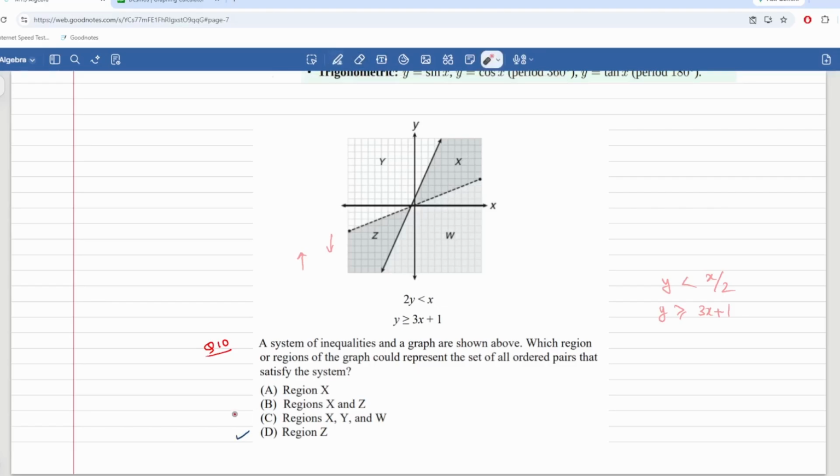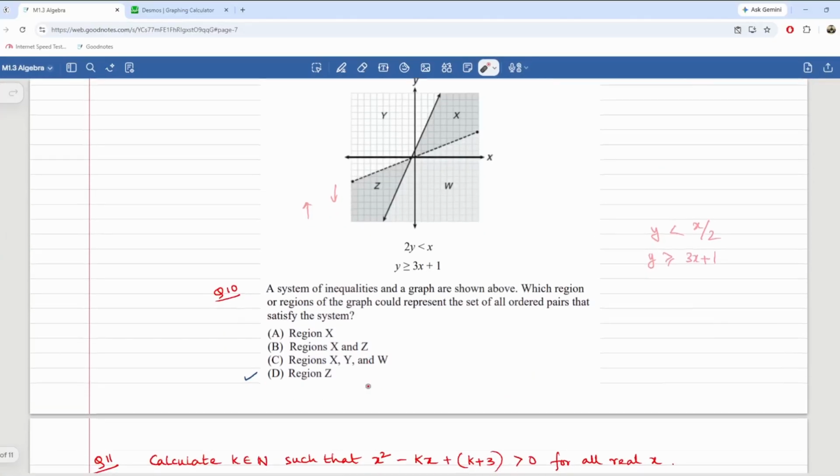Option D. The most common confusion is region X and Z. Students in my class were mistaking this for the correct answer. X will not be the answer because the inequality gets flipped here. Because you're taking above x by 2 and below 3x plus 1, while it is the other way around, below x by 2 and above 3x plus 1. Alright, so Z is the correct answer. Moving on to the next problem.